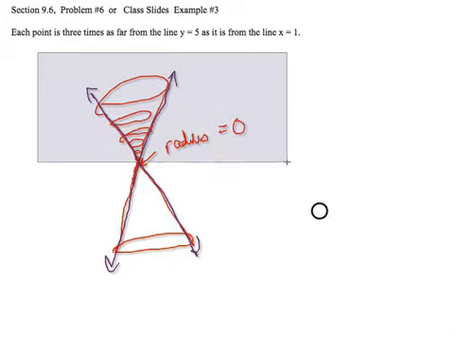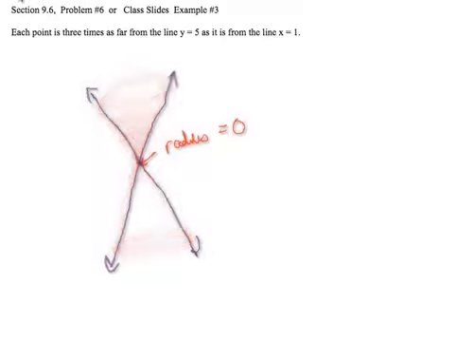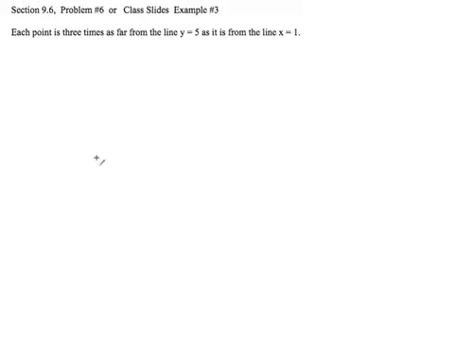Let me see if I can erase all this. There we go. Okay. So each point is 3 times as far from the line y equals 5 as it is from the line x equals 1. So just like we do with everything else in this section, we're going to start by making a pretend curve. I'm going to pretend I don't know if this is going to be our conic section. It's going to be either a circle, an ellipse, a hyperbola, or a parabola.